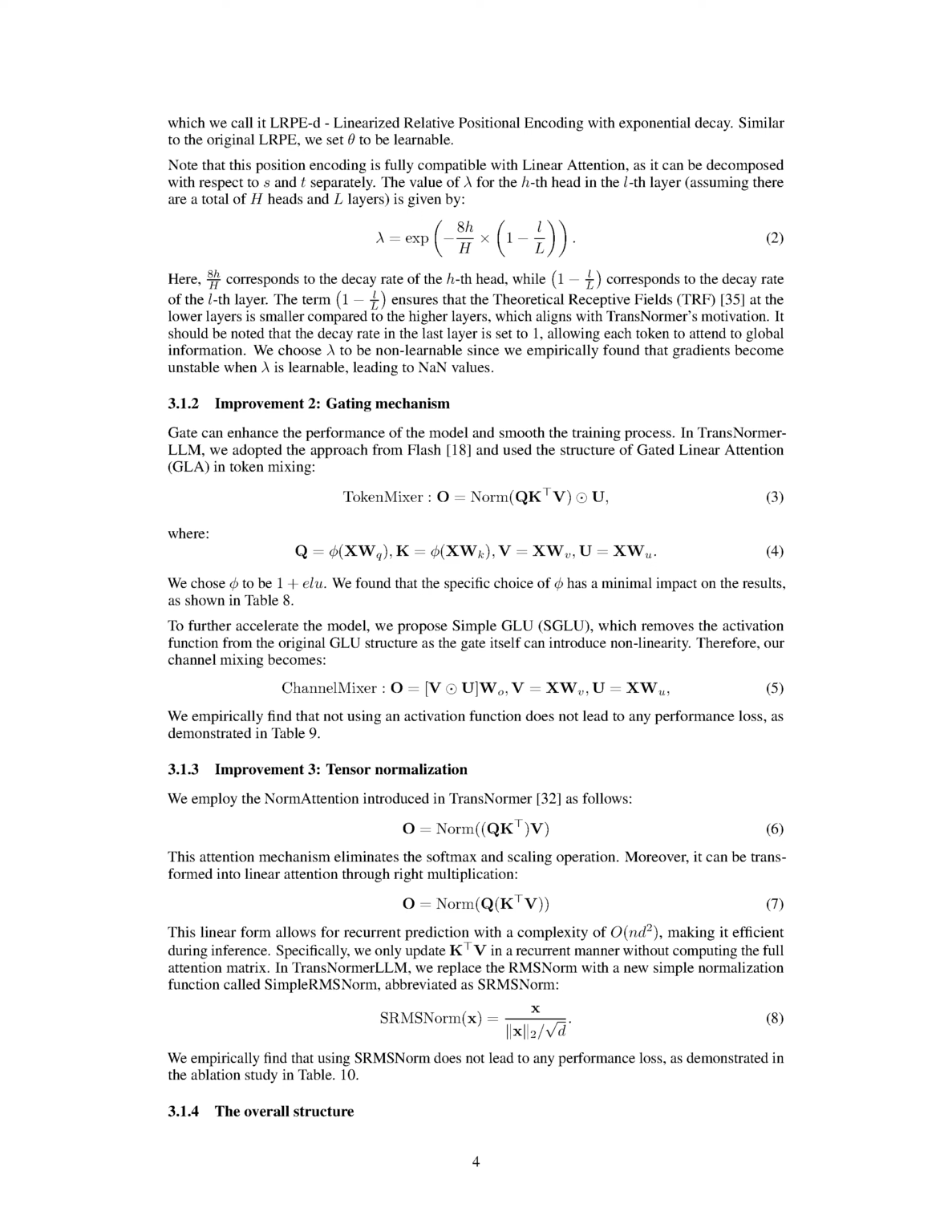This ensures that the theoretical receptive fields, TRF, at the lower layers is smaller compared to the higher layers, which aligns with TransNormer's motivation. It's important to note that the decay rate in the last layer is set to 1, allowing each token to attend to global information. We choose lambda to be non-learnable since we empirically found that gradients become unstable when lambda is learnable, leading to NaN values.